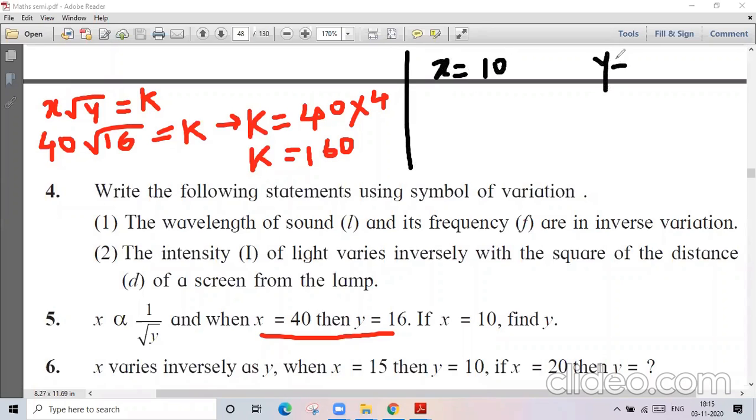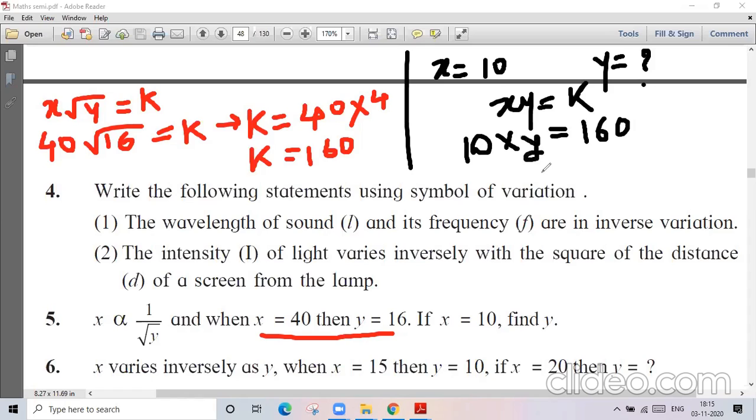How much? Let's do it similarly. x into y is equal to k. The value of k is 160. x is 10, and you have to find the value of y.